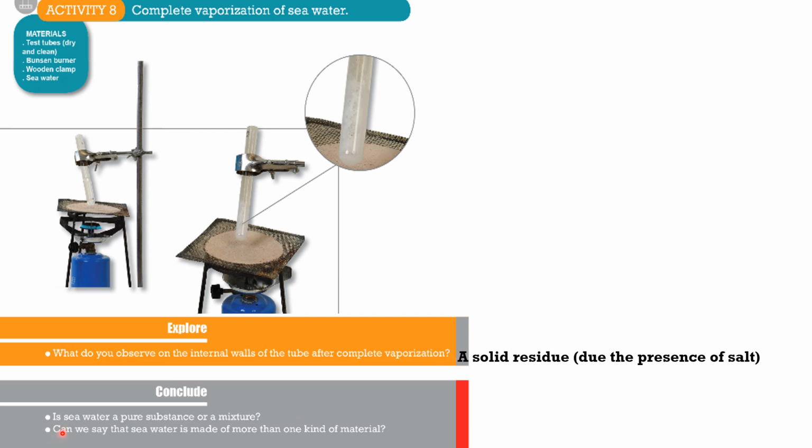Conclude. Is seawater a pure substance or a mixture? We said that seawater is made up of salt dissolved in water. So it's made up of more than one pure substance, right? So it's not a pure substance, it's a mixture. So seawater is a mixture. Can we say that seawater is made of more than one kind of material? Yes, of course. It's made up of salt and water, so the answer is yes.